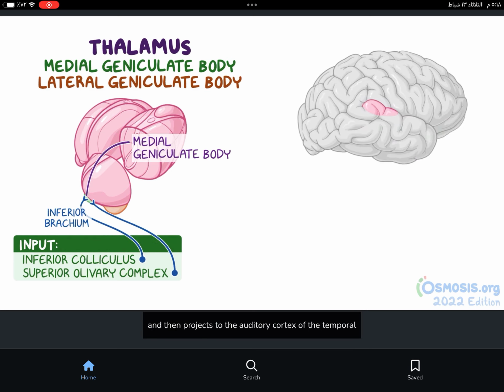Let's take a short break and see if you can identify the main nuclei of the thalamus. Good. Now let's switch gears and have a closer look at the hypothalamus.